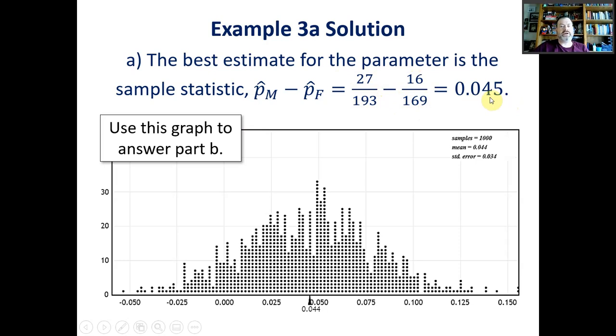So try that on your calculator right now. Make sure you get this number. So this is the original sample statistic. Notice it's close to the mean of the bootstrap distribution, but not exactly the same. Use this number for the center of your confidence interval.